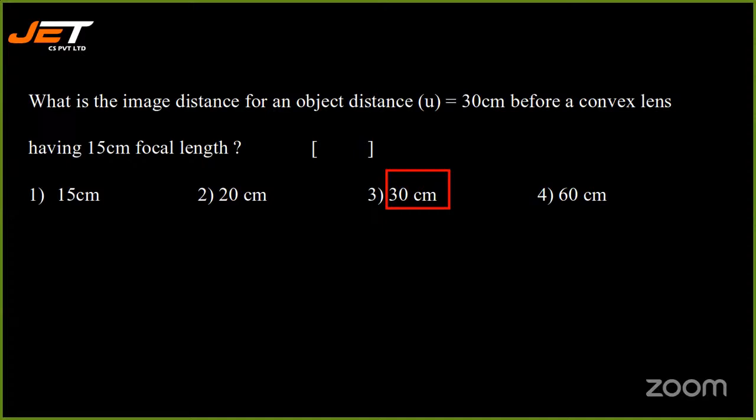So the point is the object is coming from the left side. So when the object is placed on the left side, we consider u to be minus 30. Right? You should have this doubt. So it will be 1 by minus 30 plus 1 by 15. When you do that, what you'll get? You'll get 2 minus 1 by 30, which will be 1 by 30. So 1 by v is equal to 1 by 30. So v will be equal to 30 centimeters. So 30 centimeters is the correct answer.